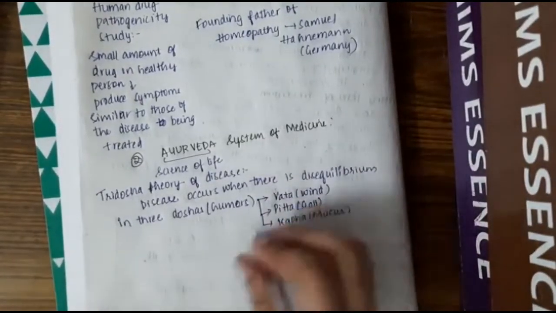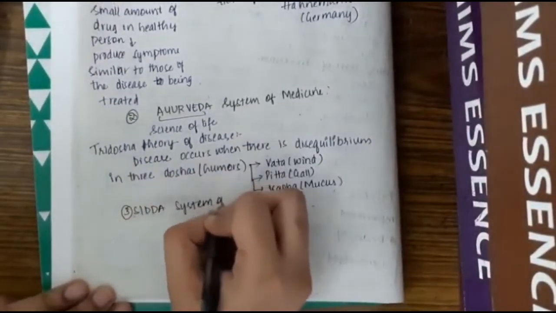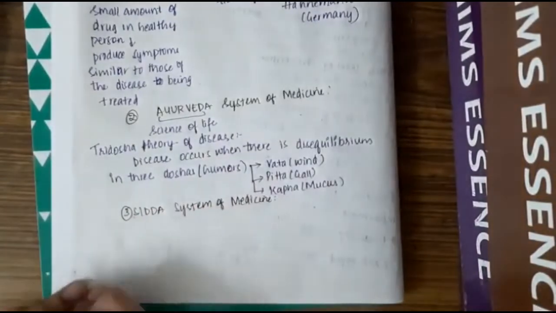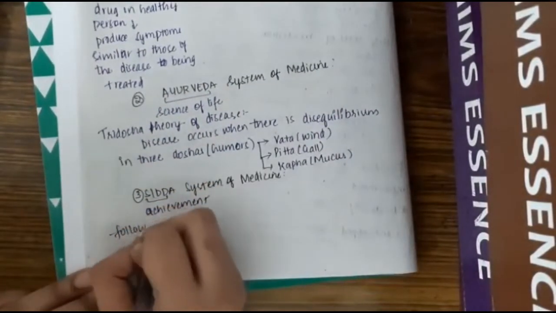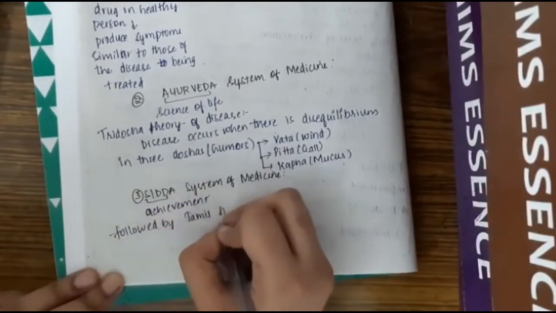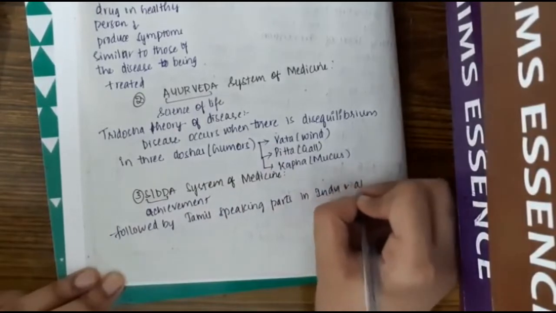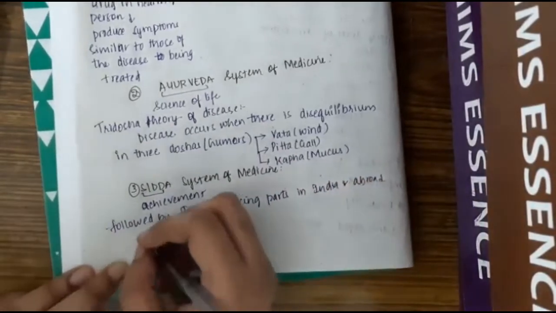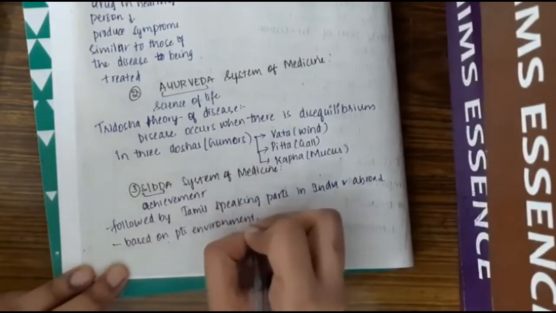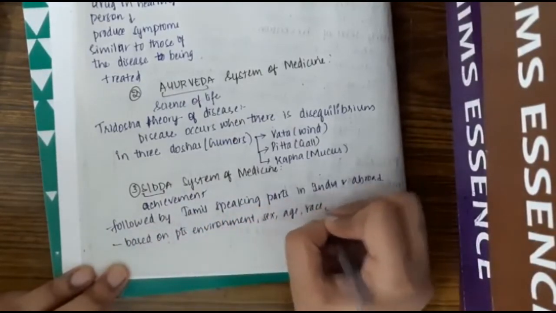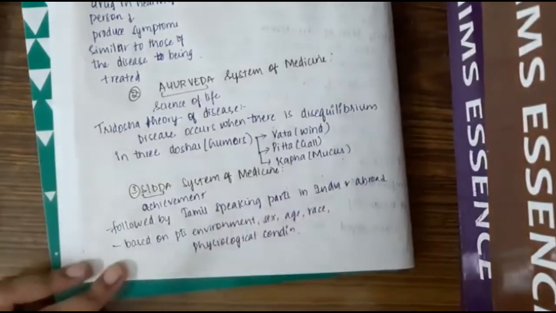Then the third system of medicine is Siddha system of medicine. Siddha means achievement. This Siddha system of medicine is followed by Tamil speaking parts in India and also abroad. It is based on patient's environment, sex, age, race, and physiological condition.